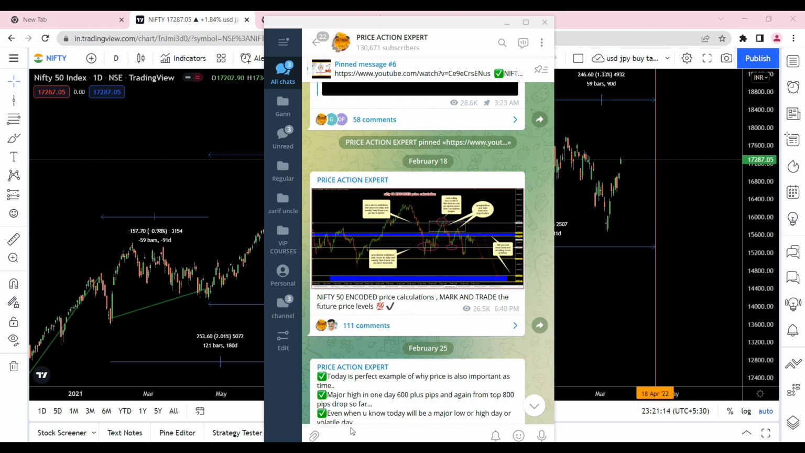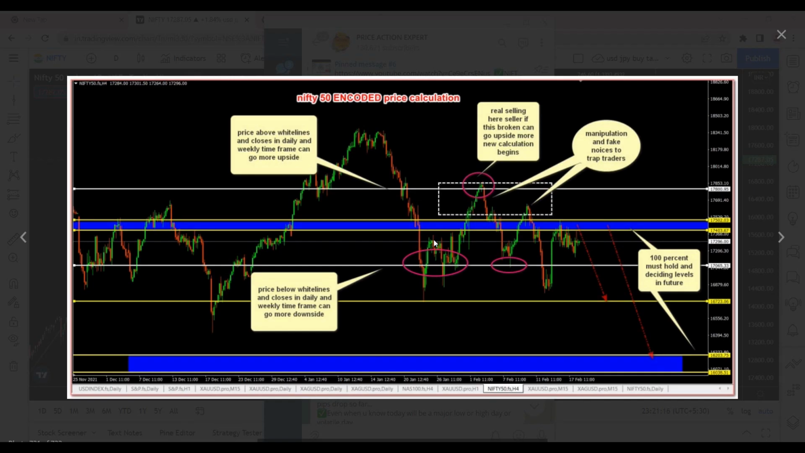First, let's discuss the price forecast and analysis. Next, we move on to the time. So, you can see the Nifty 50 encoded price calculation. I have mentioned various price levels here: 17800, 17502.03, 17403.67, etc. Each and every level is very important. Each has its own calculations and formula. You will have to mark these lines on your chart and combine them with your analysis and the updates which I give you. Do follow the instructions on the price analysis which I have given in the image.